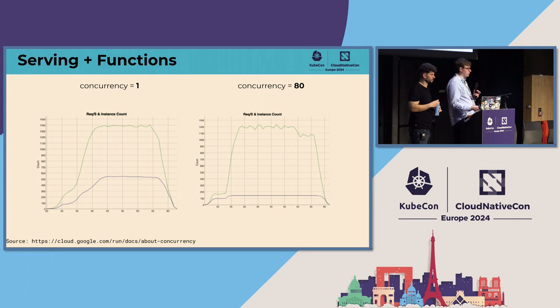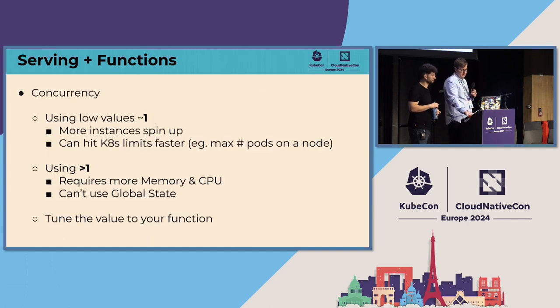I stole this slide from Google Cloud Run. It's also Knative API compatible, so you can run workloads on Knative on Kubernetes there. I don't work for Google, I work for VMware. But you can see if you do concurrency one, the green is the request count, and the blue is the instance count. So a higher concurrency will mean that you can have fewer pods handling traffic.